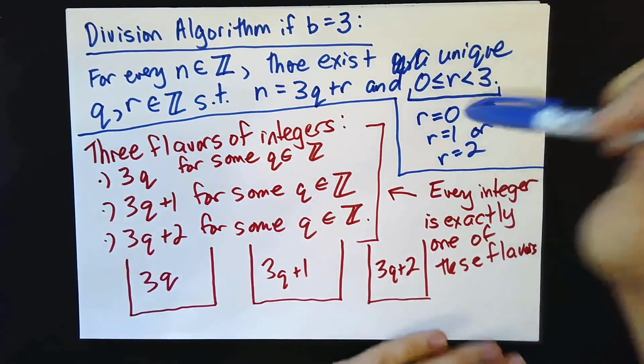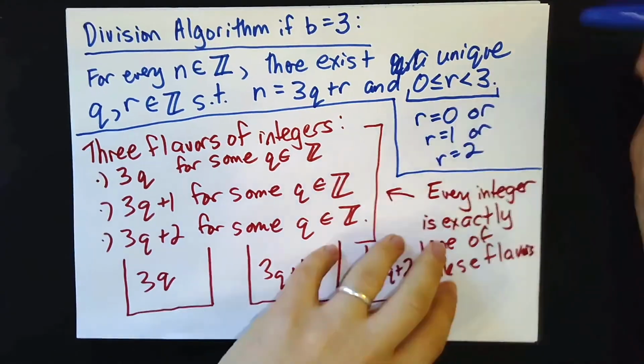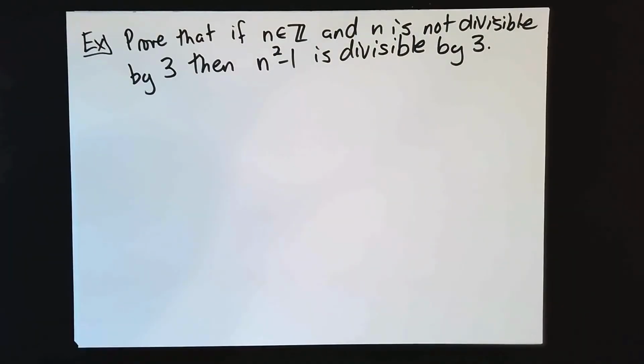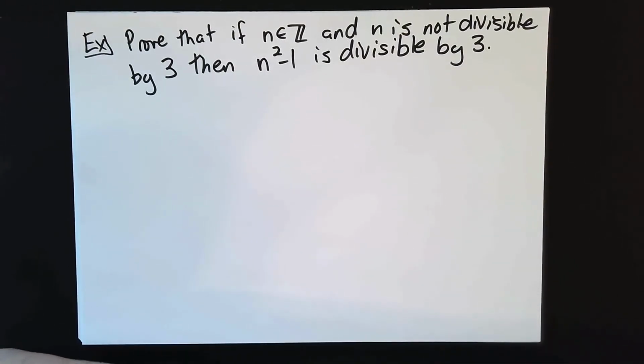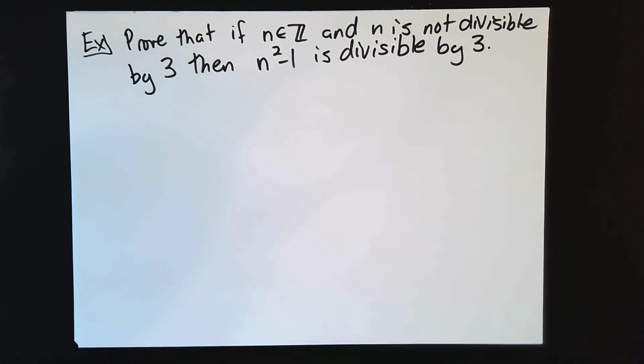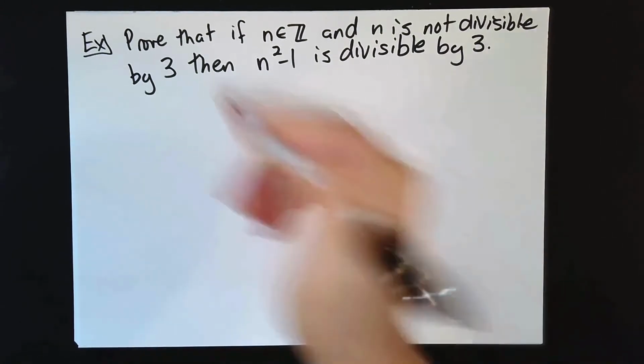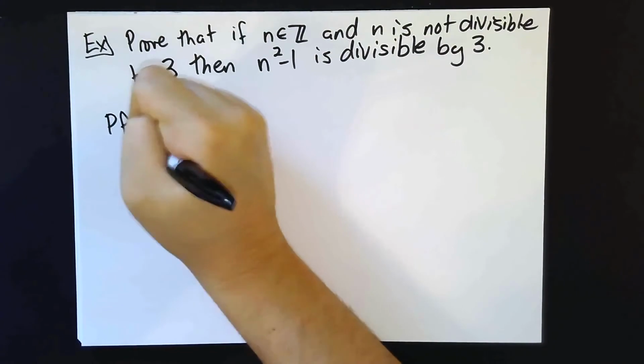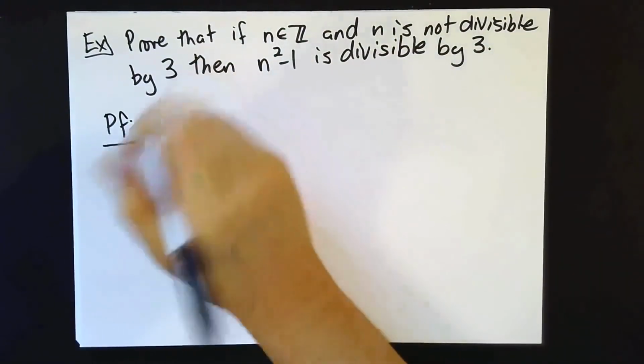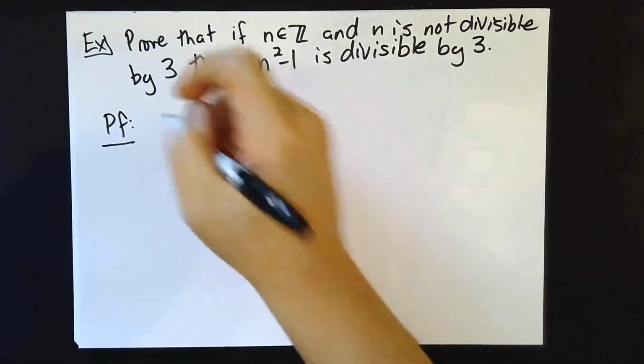So how do we use this? We use this quite often when we want to prove statements about divisibility. So here's a sample statement. Prove that if I start with an integer n, and n is not divisible by 3, then n squared minus 1 is divisible by 3. So I'm going to proceed here by direct proof. And so I'm going to suppose that n is in Z and n is not divisible by 3.